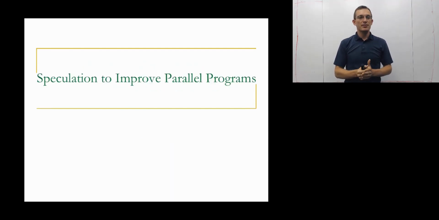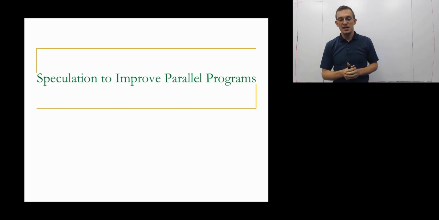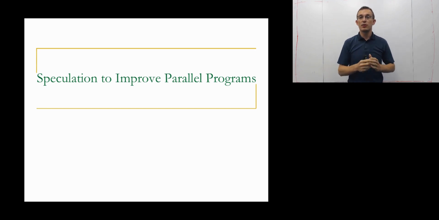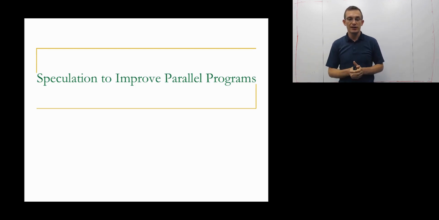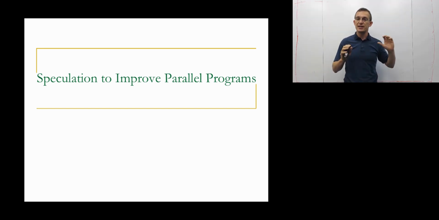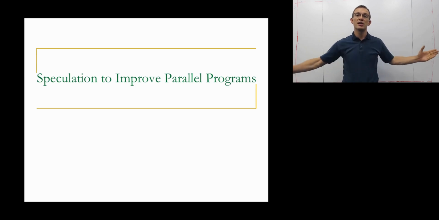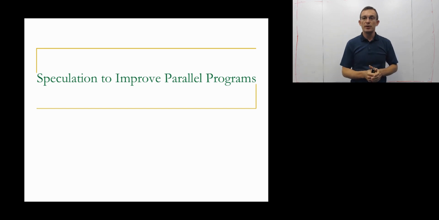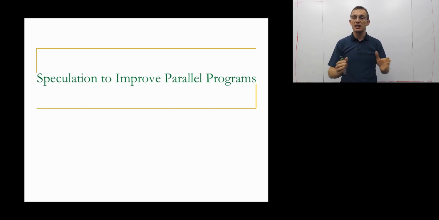Okay, we're going to wrap up speculation. We're going to talk about speculation to improve parallel programs. In the past few modules, we've talked about using speculation in parallel machines to improve the performance of sequential programs. The idea was called thread level speculation, where you would take a single instruction stream and divide it speculatively into threads such that you can parallelize that instruction stream and get higher performance out of it. Here, our focus will be on already existing parallel programs.